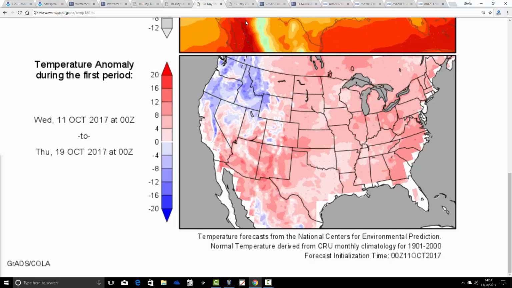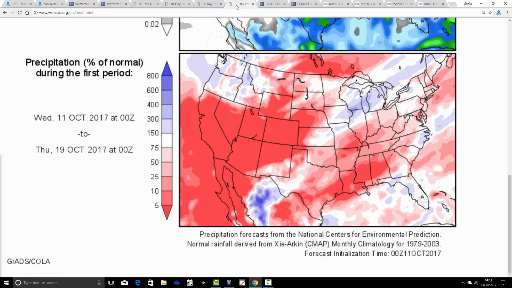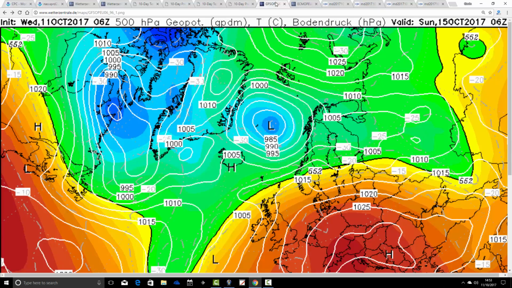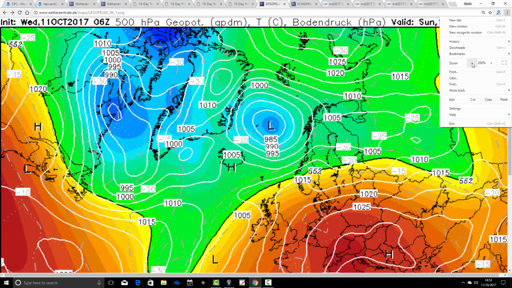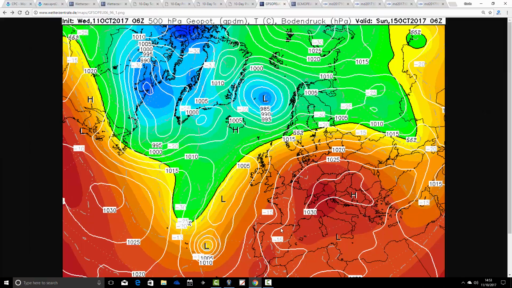Over in America, most parts of America are coming out with above average temperature anomalies. It's cold and average in the Pacific Northwest. Elsewhere, those temperature anomalies are above average. So both sides of the Atlantic, interestingly, are quite substantially warmer than average at the moment. Precipitation anomalies for America, many parts of the states are coming out quite dry from the 11th to the 19th of October. Let's have a look at the GFS for Sunday then.